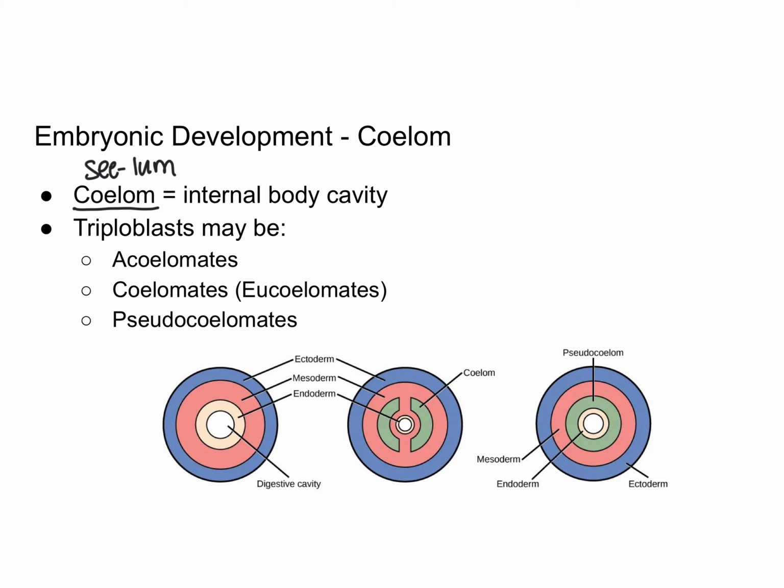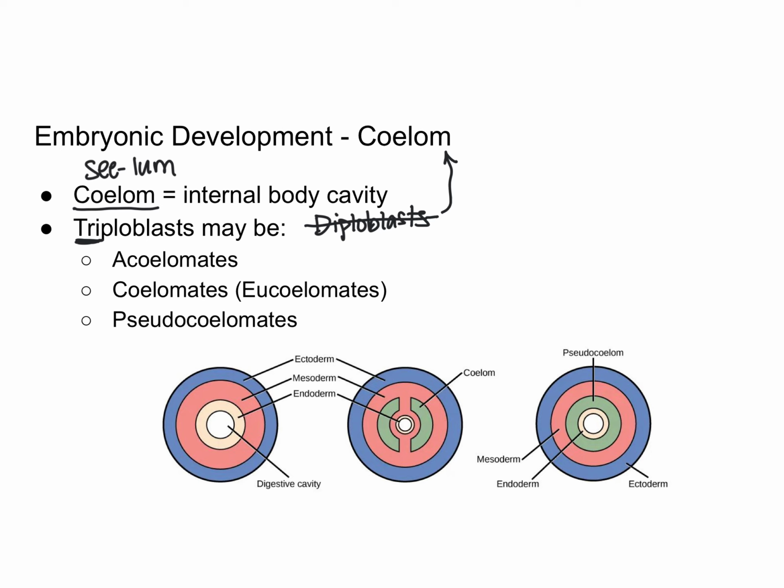And the coelom is only going to be in our triploblasts. So remember the diploblasts have two germ layers, and they are not going to have a coelom. So the presence or absence of a coelom happens with triploblasts.